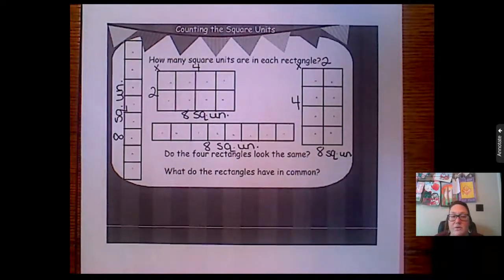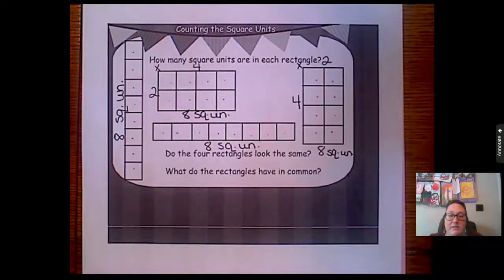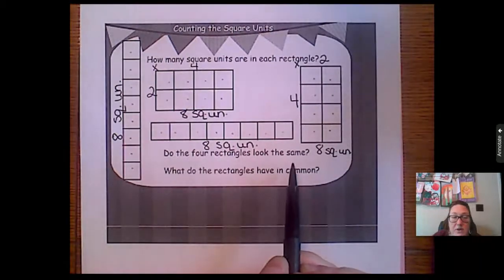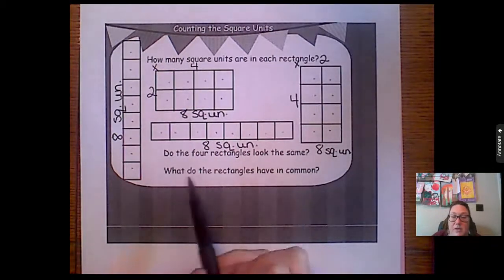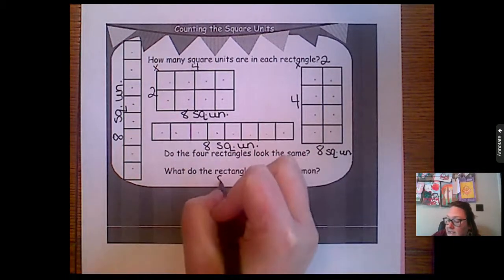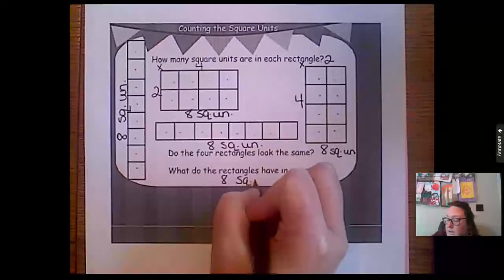So what do we notice about all 4 of those rectangles? They have the same area, right? So the question says, do the 4 rectangles look the same? No, they do not, right? What do they have in common? They all have the same area of 8 square units.